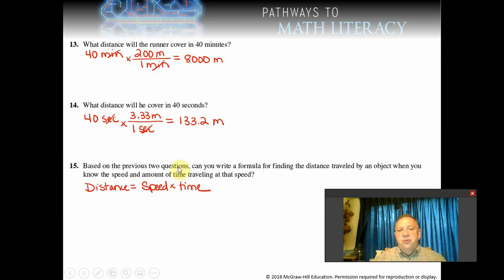So here's a general formula for working with distance and speed and time. I like to start out with the other way. I like to say the distance divided by time is equal to the speed. And if I multiply both sides by time, the speed times the time is equal to the distance.